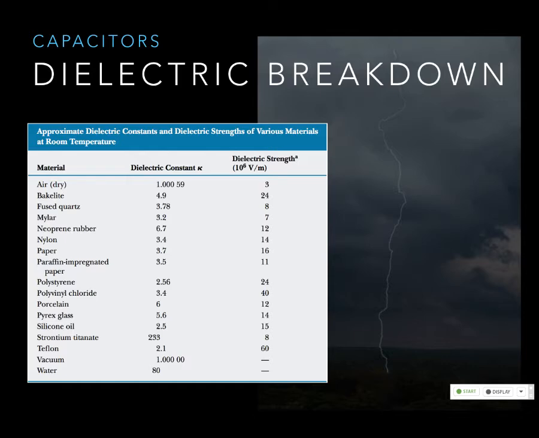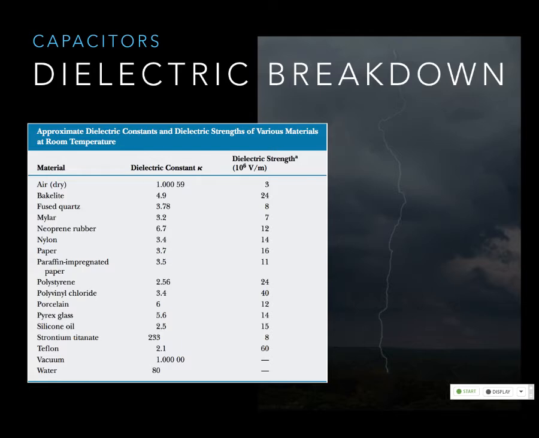So for various materials, here's the dielectric constant kappa. Remember, for a vacuum, kappa is 1. Air is pretty close to a vacuum. It's 1 to the 4th decimal place. Neoprene rubber, 6.7. What's the electric field strength here? 7 times 10 to the 6th. That's a lot. 10 to the 6 is what metric prefix? Mega. So 7 megavolts per meter. That's a pretty big electric field.